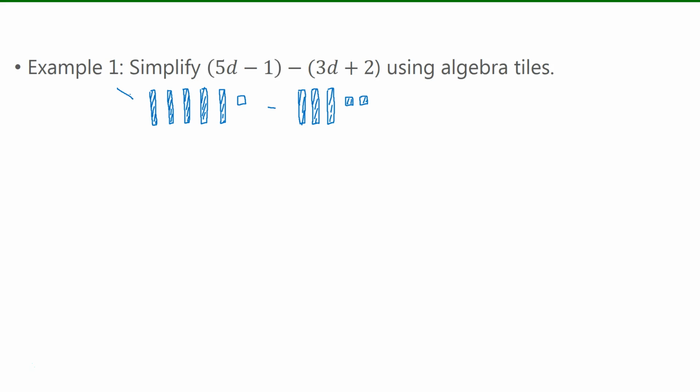And when we look at these tiles in which we need to subtract from, I see that I do have 3d's that I'm able to take away from this pile, but I don't have 2 positives. I only have 1 negative. So this is where we need to add 0 pairs. So make a note of that here on the side, that we don't have 2 positives to take away. So add 2 0 pairs.